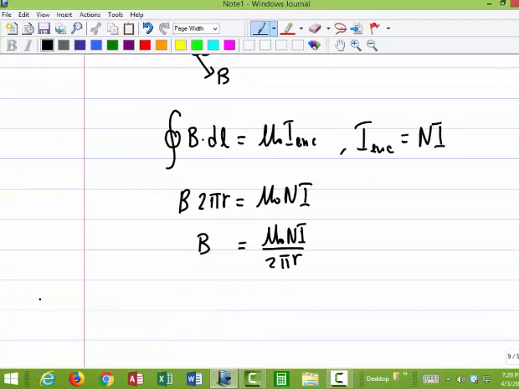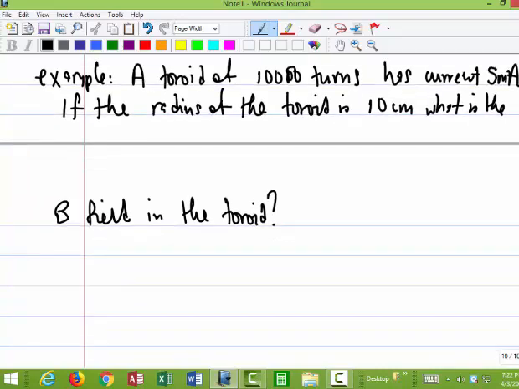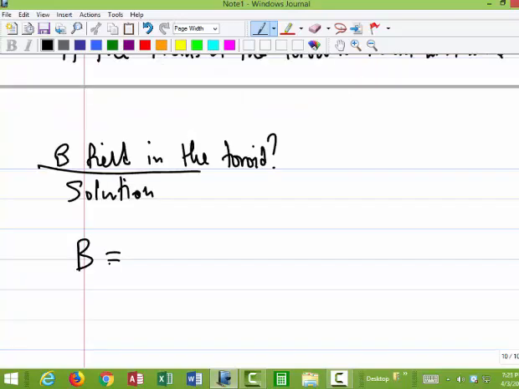Let's do one quick example. Okay, so I've given you a toroid of 10,000 turns, and the current is 5 milliamps, and the radius is 10 centimeters. What is the field of the toroid? Okay, what is the magnetic field in the toroid? So try to calculate that. 10,000 turns. Is anybody done with this? I think so. What do you have?